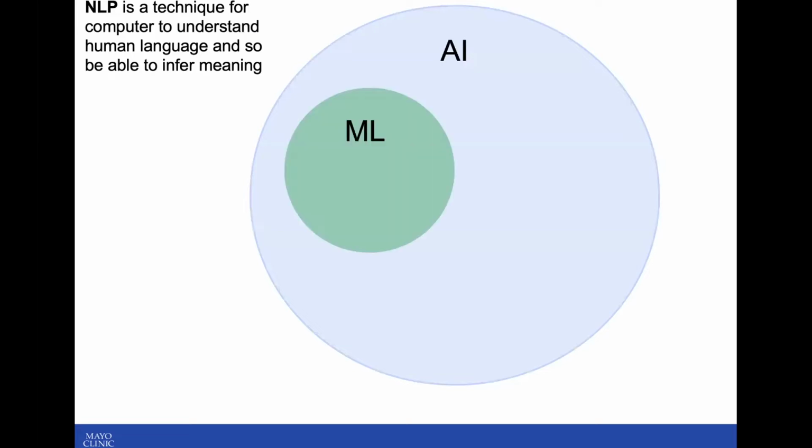And NLP is basically a technique for computers to understand human language and so be able to impart meaning. You can think about artificial intelligence as a whole, and the subset is machine learning. Within machine learning, we have more advanced techniques like deep learning. But within the AI umbrella, we can also think about expert-based systems, such as rule-based systems. Actually, this has a long history under AI. And the rule-based system is quite often used in the clinical domain because of its flexibility and customizability.